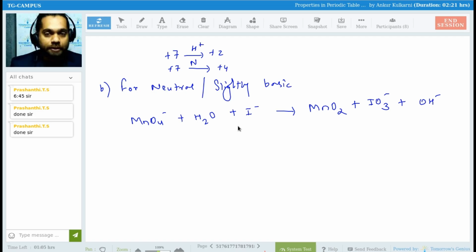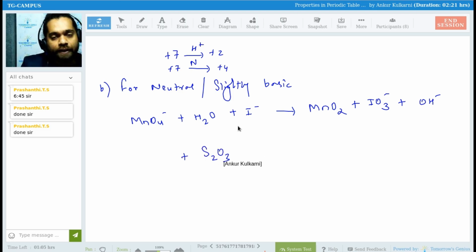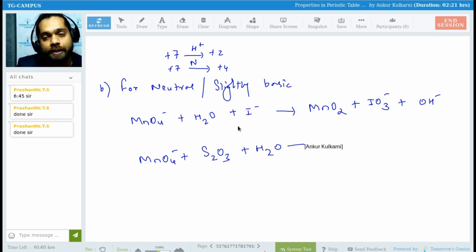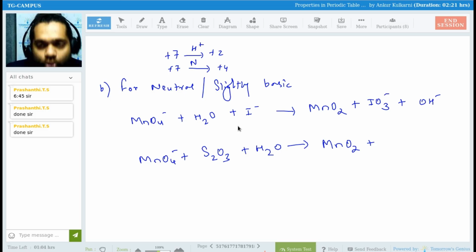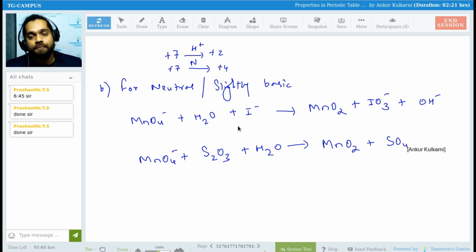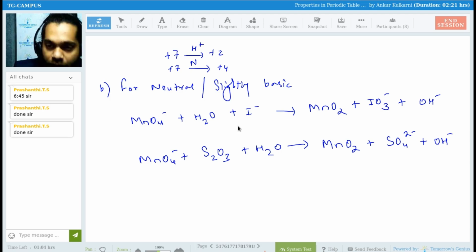Same thing. Even if I take H2SO3 over here, write down both the reactions afterwards. You have MnO4 minus. If I take H2SO3, again neutral medium. So what will happen, everyone? Again your MnO4 minus, no matter what, it will convert into MnO2. Your H2SO3 will convert into sulfate and again a basic medium. Okay, is it clear, everyone?